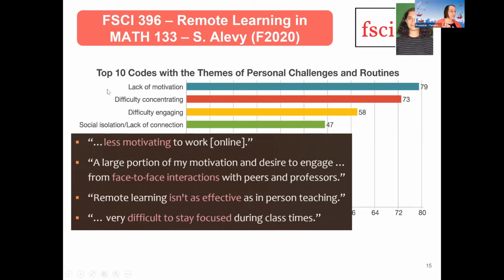So these are things you've probably been hearing over and over again in the remote learning context: lack of motivation, difficulty concentrating, difficulty engaging, social isolation. And then here are some of the comments that were related to some of these codes. Less motivating to work online. A large proportion of my motivation and desire to engage comes from face-to-face interactions with peers and professors. Remote learning isn't as effective as in-person teaching. It's very difficult to stay focused in class at times.